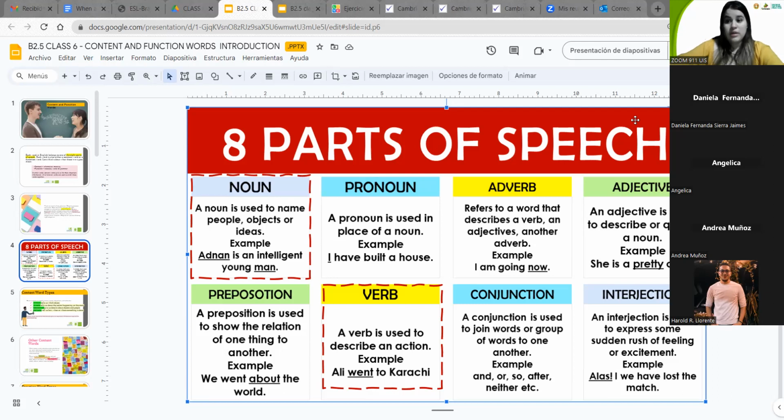Alrighty. So yeah, those are adjectives. Another part of speech is prepositions. A preposition is used to show the relation of one thing to another. For example, about, around, in, on, at. Those are examples of prepositions.